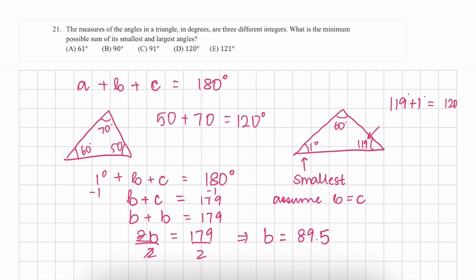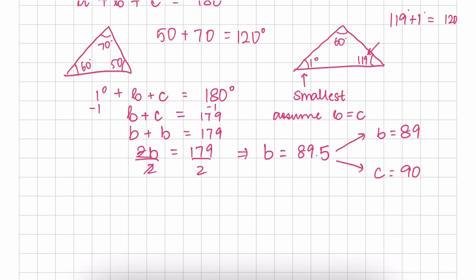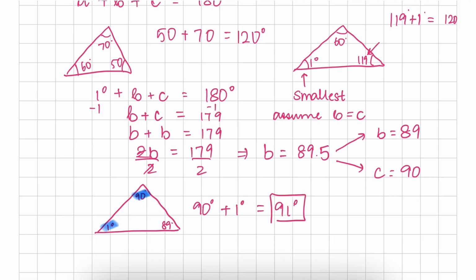Now, because I want an integer, I can say that b is equal to 90 and c is equal to 89, right? Based on that, let's see what my minimum sum will be. So 1 degree, 90 degrees, and 89. My largest angle and my smallest angle will give me 90 degrees plus 1 degree, which is 91 degrees. And that's a way you can solve this.